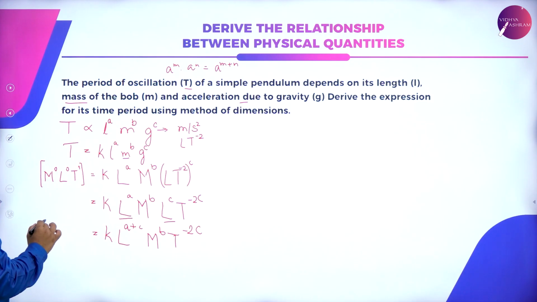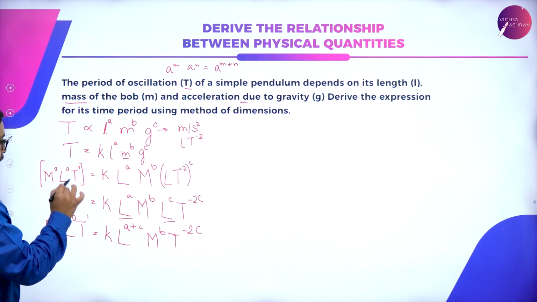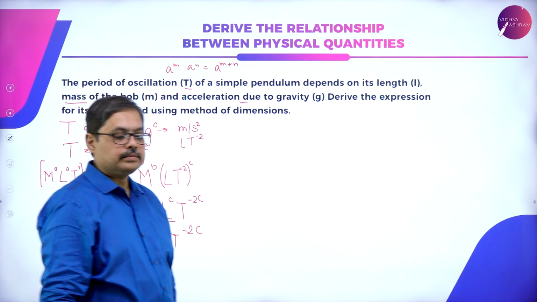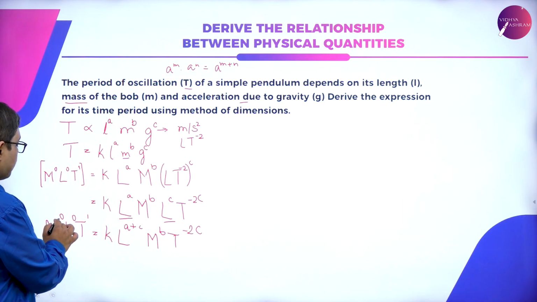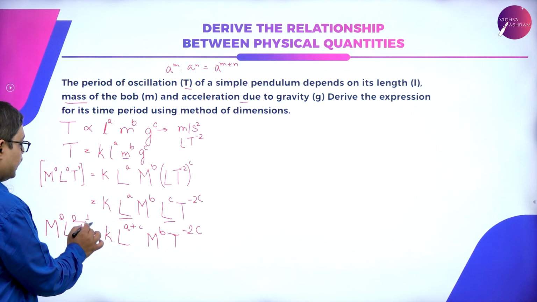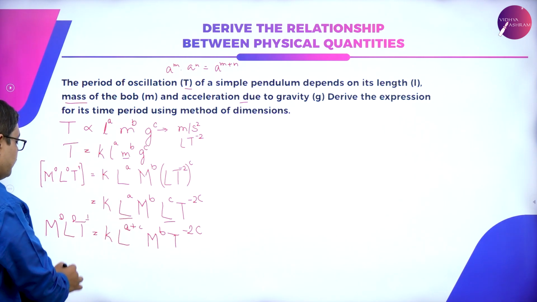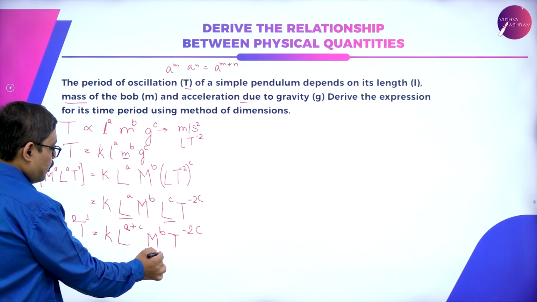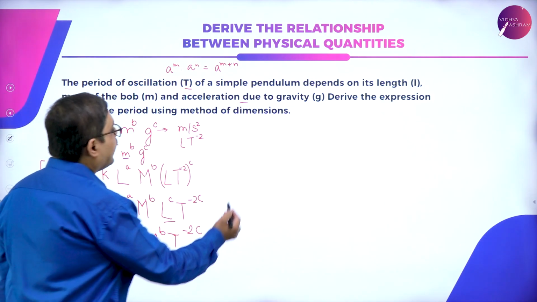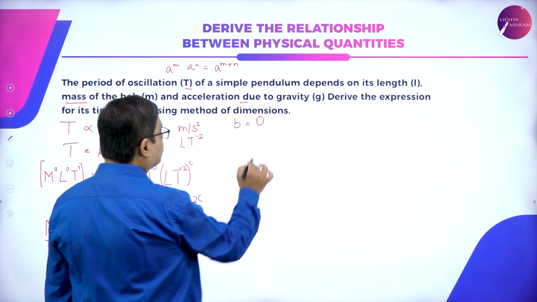On the left hand side, I have M to the power 0, L to the power 0, T to the power 1. Okay. By the principle of homogeneity, I understand that whatever is in the power of M, L, and T can be equated to the LHS and the RHS. So let me consider M to the power 0 to M to the power B. So what do I have? I have B is equal to 0.